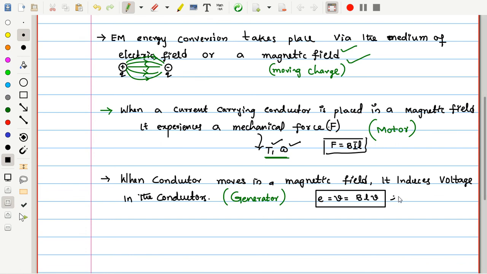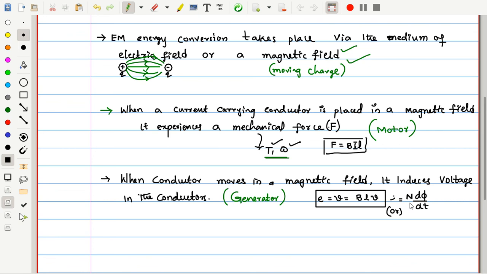It can also be expressed in terms of a coil. If a coil is moving, then N into d phi by dt is the induced EMF. It can also be expressed as N into d phi by dt. Clear?